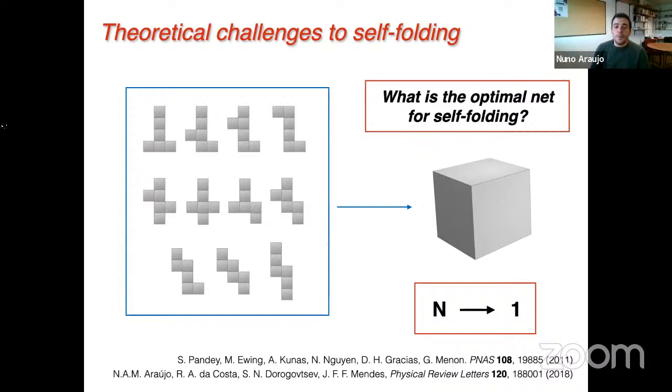Okay. So as I was saying, even in the case of the cube, you have 11 non-isomorphic nets. And so you can ask, what is the optimal one for self-folding? What is the one that will maximize the probability that the final folded configuration is the cube, or for any polyhedron, what is the one that maximizes the chance that you get the targeted three-dimensional shape?